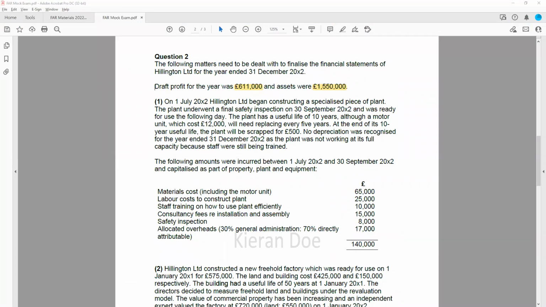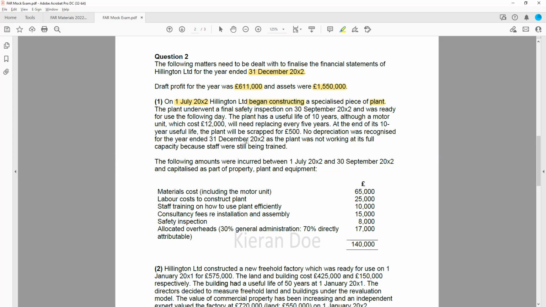and then overlay any numbers we need to our draft financial statements. So in this first note, we're told that on the 1st of July X2, so of course we're looking at the year ended 31st of December, so we can see halfway through the year, the company began constructing a specialist piece of plant. So therefore that certainly sounds as though it's an asset, unless we're told otherwise. So they were constructing this asset.